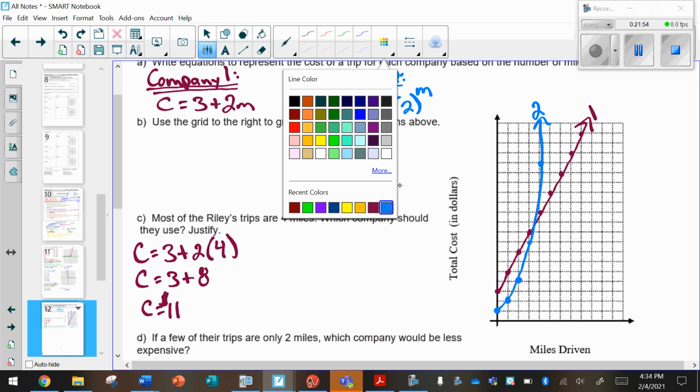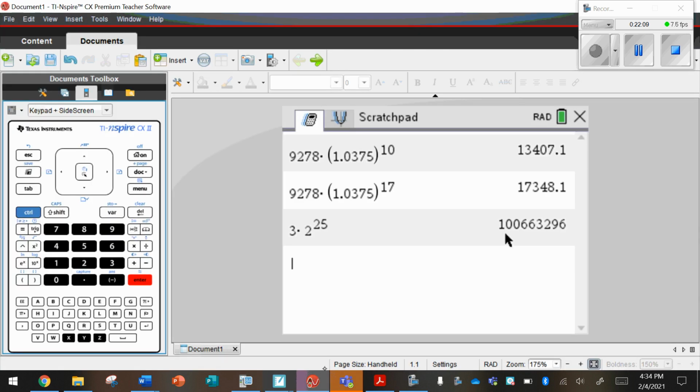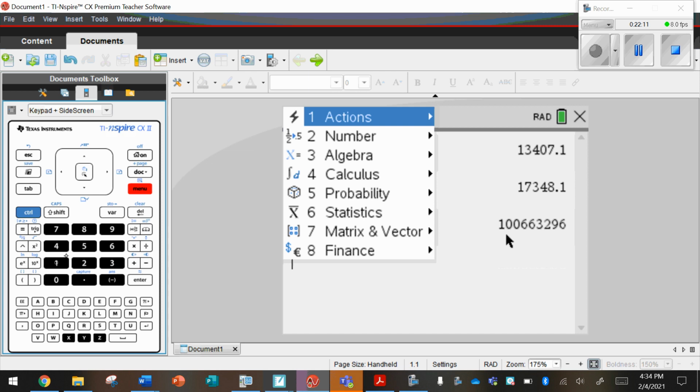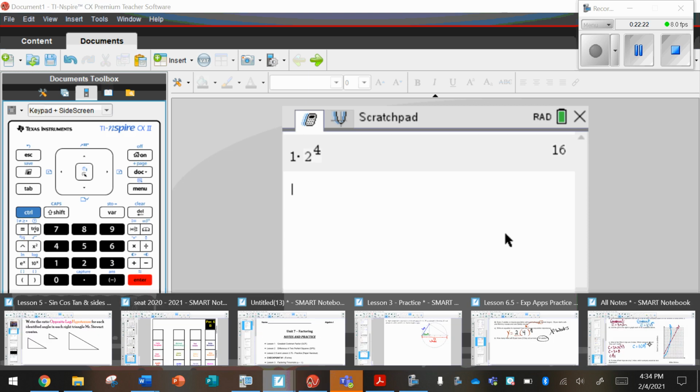With company number 2, our cost comes from an initial price of $1 and then doubling for 4 miles. So you can go to your calculator. We can type that in. 1 times 2 to the 4th. 1 parentheses 2 exponent of 4. It's going to tell us it's $16.